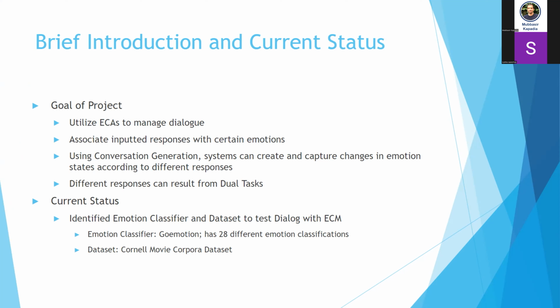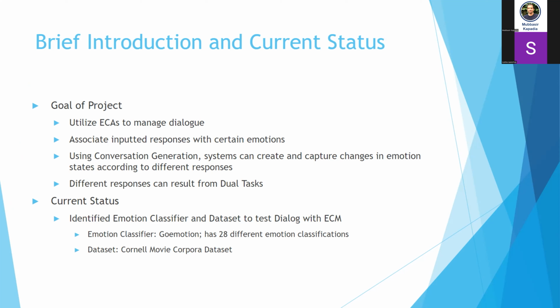All right, so the goal essentially of this project is to utilize ECAs to manage dialogue and to be able to associate different emotions based on different input for dialogue and to associate those inputs. It uses embodied conversational generation systems. You can create tasks and capture the emotion changes. I'll show an example of this in the next slide, just to capture emotions and be able to assimilate them based on different inputs.